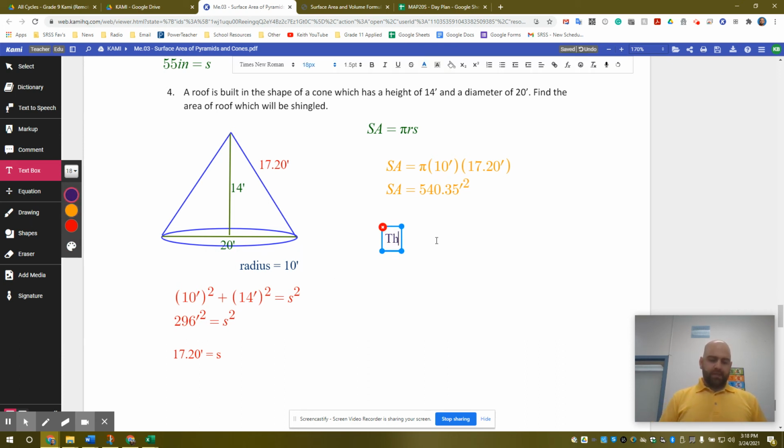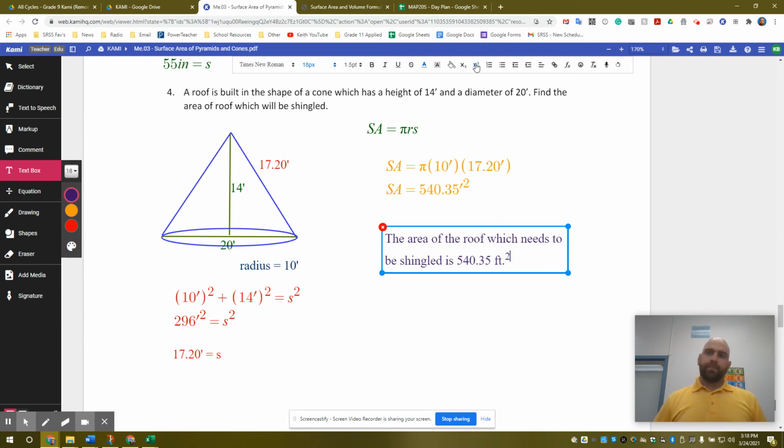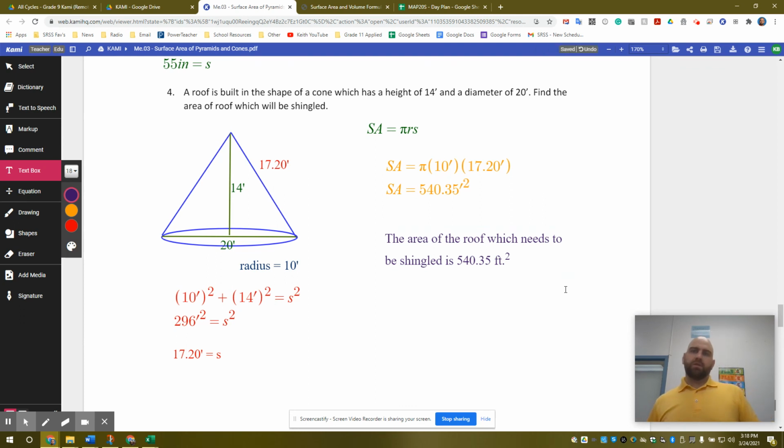So now we're going to say that the area of the roof which needs to be shingled is 540.35 feet squared. Now you'll notice how I've used feet here instead of the little apostrophe, and that totally works. You can do it either or. Again, I use feet here because I'm squaring it. Sometimes it looks a little neater than using the apostrophe and squaring it. So make sure you know what you're dealing with.